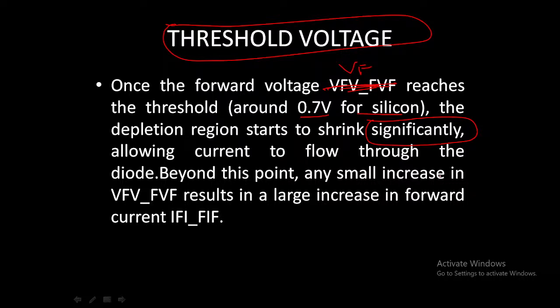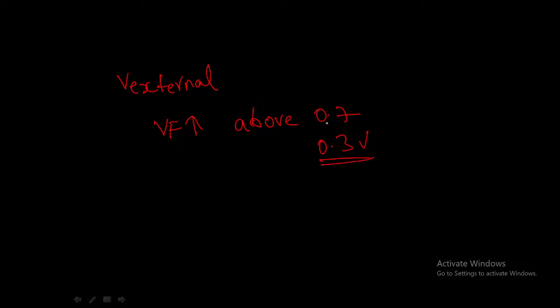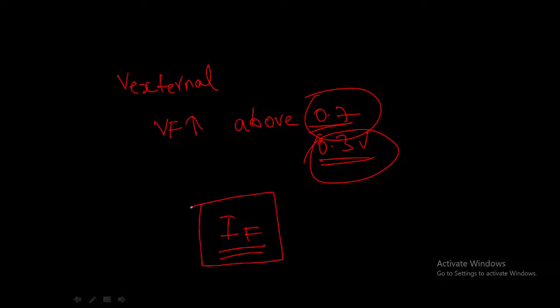Beyond this point, any small increase in Vf results in a large increase in the forward current If. So if the external voltage Vf increases above 0.7 volts for silicon or 0.3 volts for germanium, if this cut-in voltage has been exceeded, then there will be a large increase in the current If through the diode.